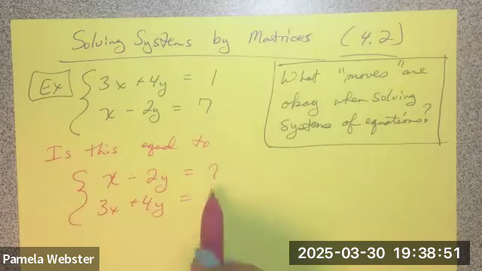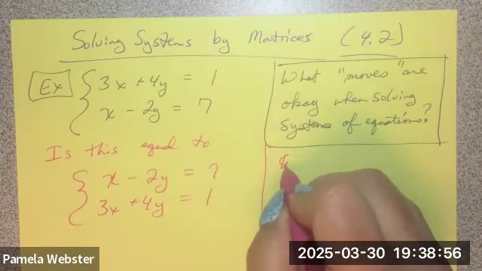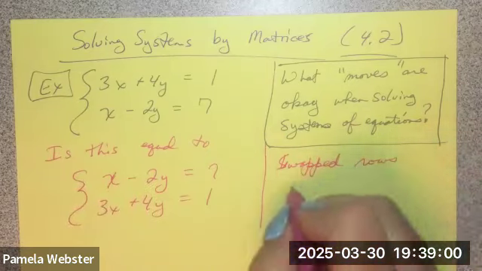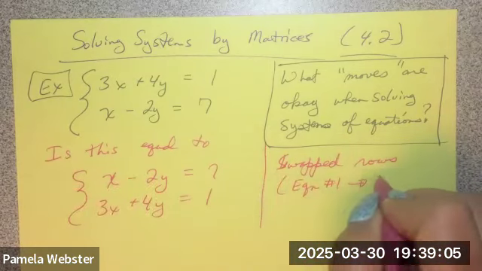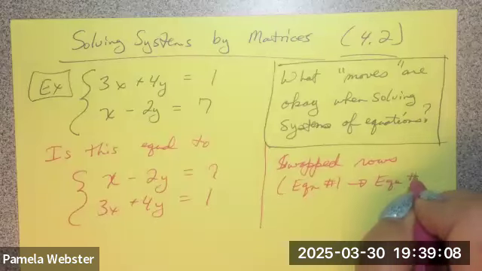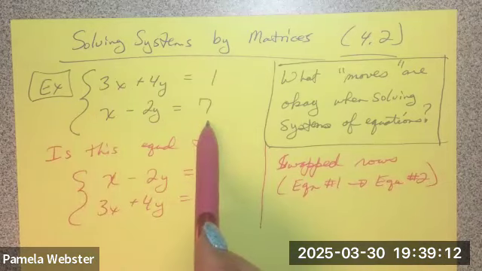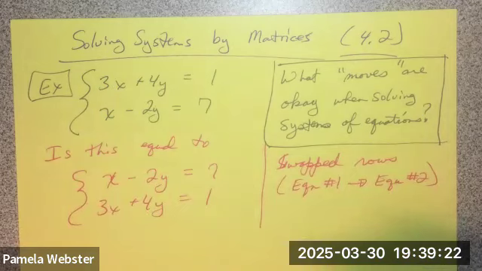First of all, what I did was I just swapped the rows. Equation number 1 became equation number 2 in the order. Here I had equation number 1, equation number 2. Now equation number 2 is equation number 1, and equation number 1 is equation number 2. I switched their order. I just swapped them. Does it matter? No, it does not matter.